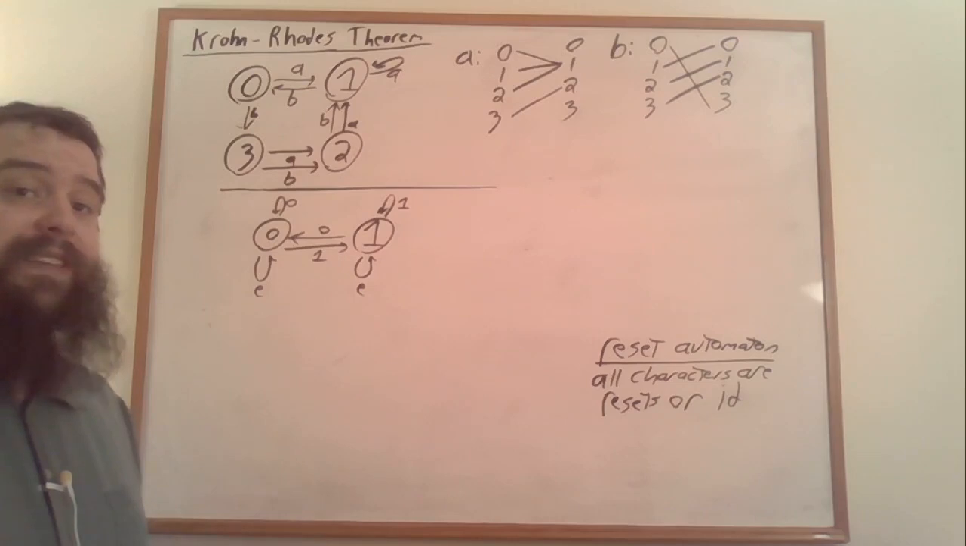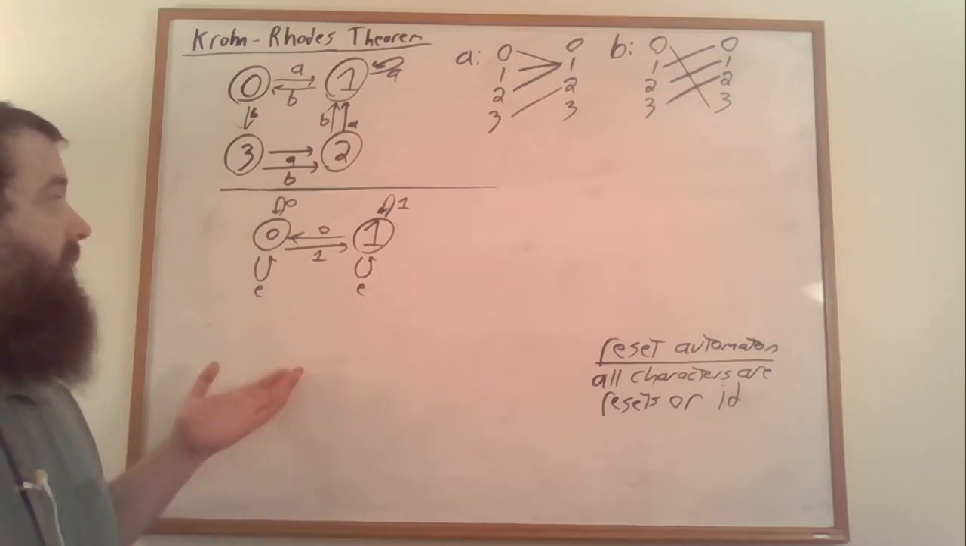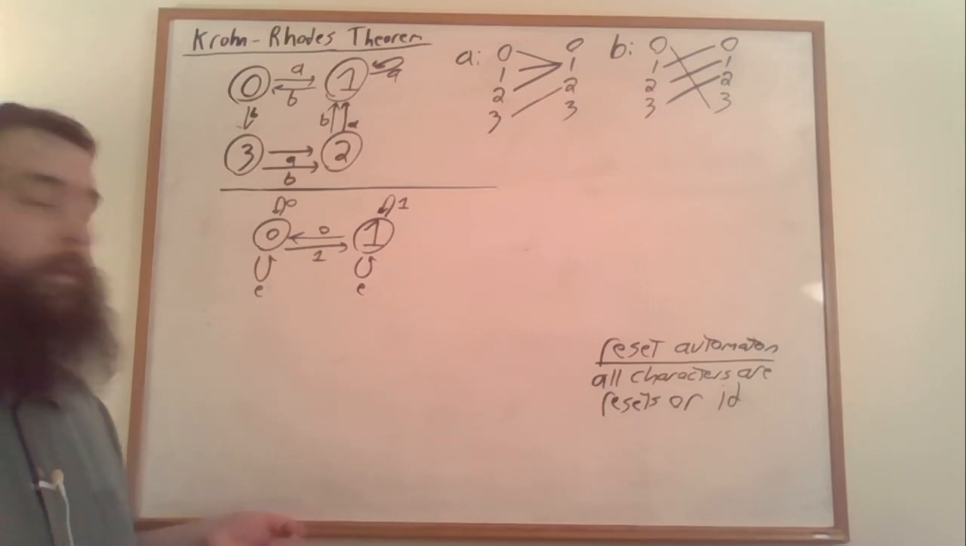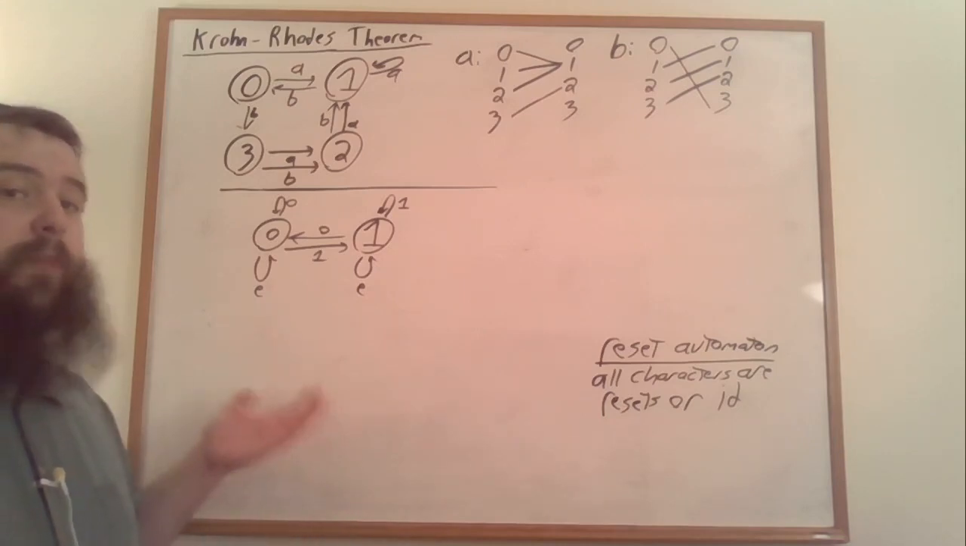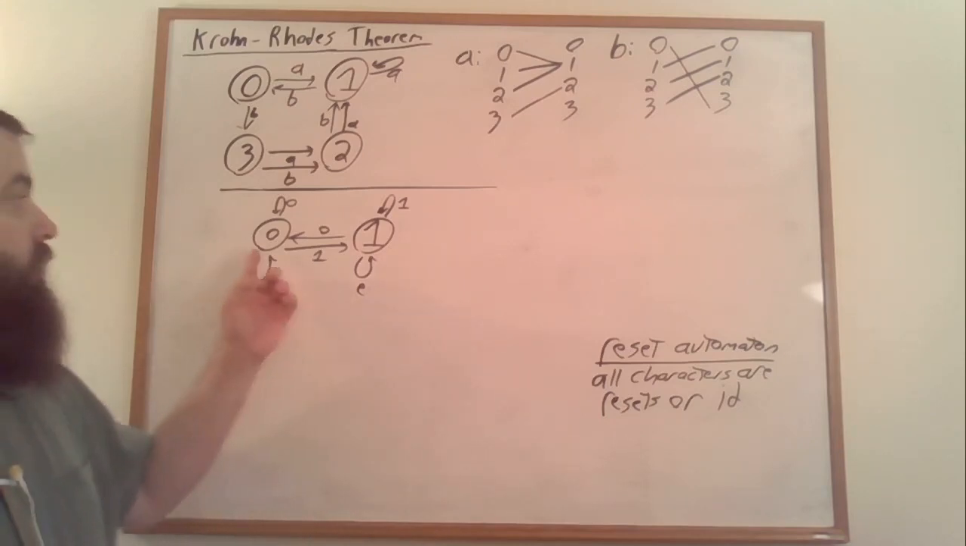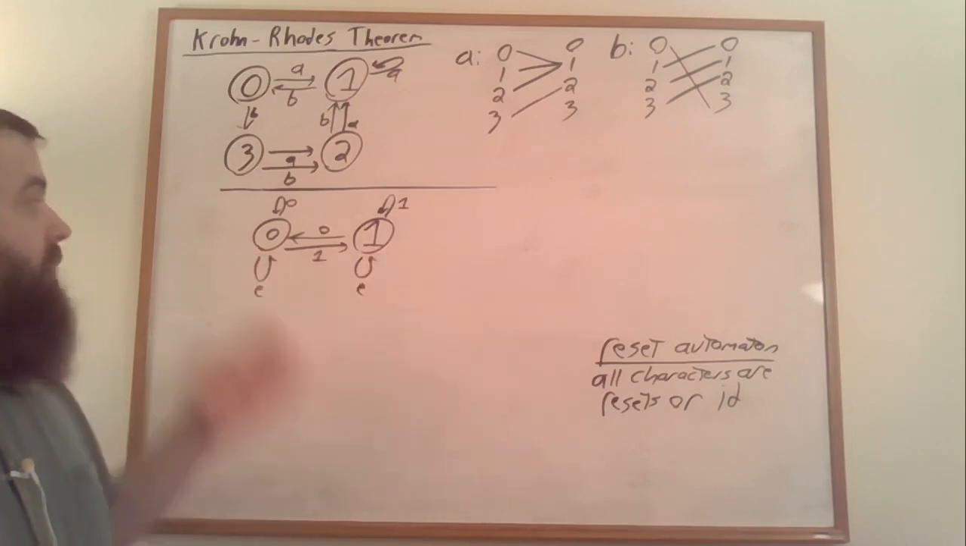Let me show you an example of a very basic reset automaton to get a sense of what these things look like and how they operate. This here is the 1-bit memory automaton. It has 2 states and 3 inputs.